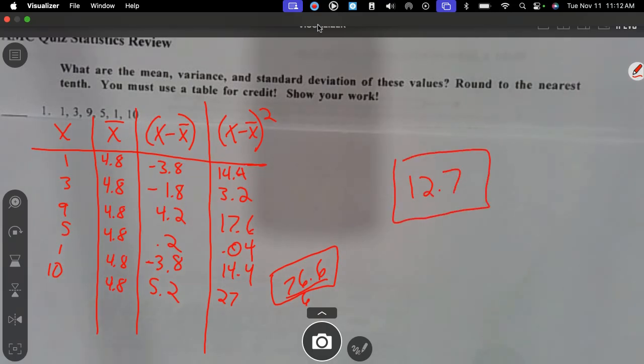Is that an answer choice? I got 12.8. Put it in the calculator. It is, see. But what is that, my variance or my standard deviation? That's your variance. How do you find the standard deviation? You square root it. It wants your mean, your variance, and your standard deviation. I get 3.6. So do y'all see that answer?